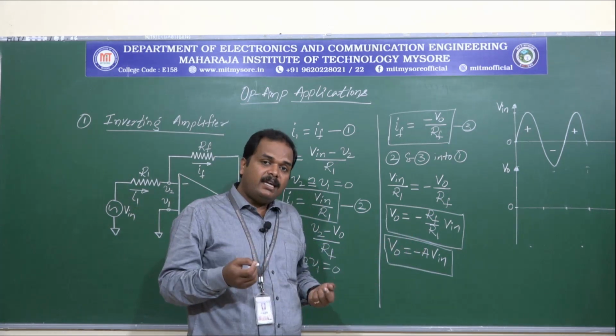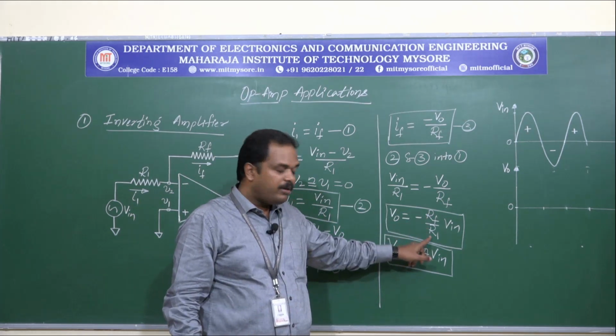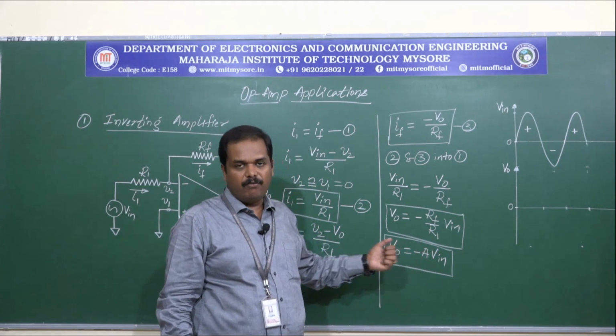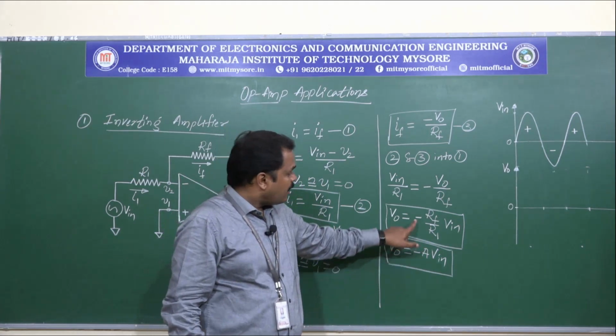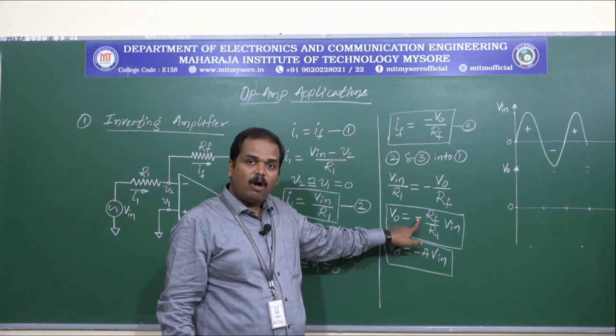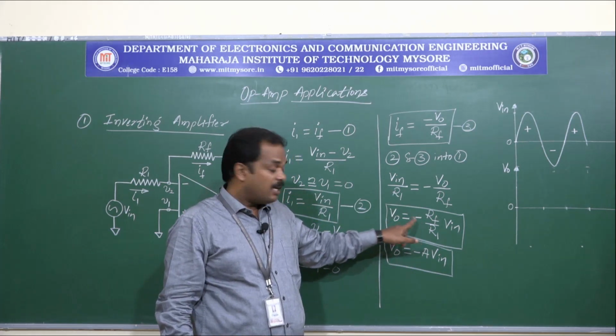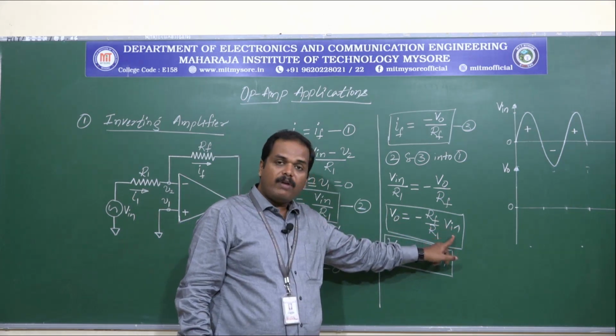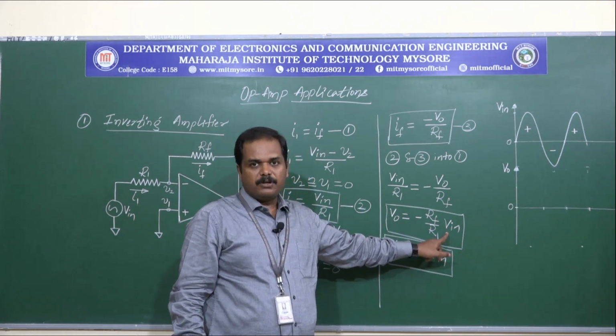So by varying the values of the feedback element and the input element, we can achieve whatever gain we want. Here there is a negative sign in the output equation, which represents that the output voltage will be 180 degrees out of phase with respect to the input.